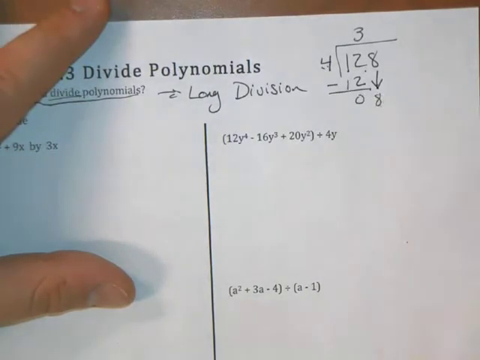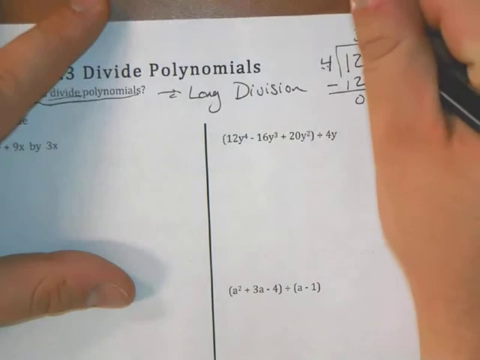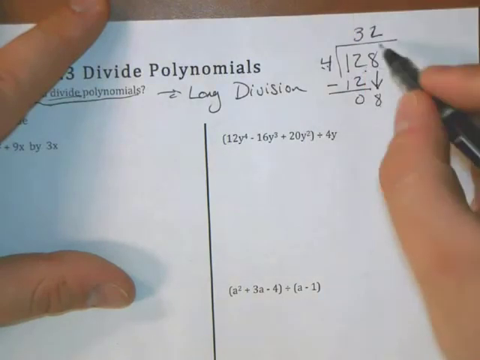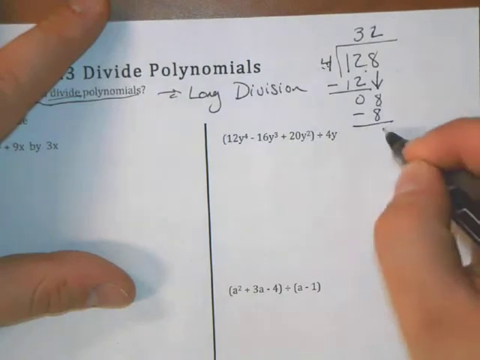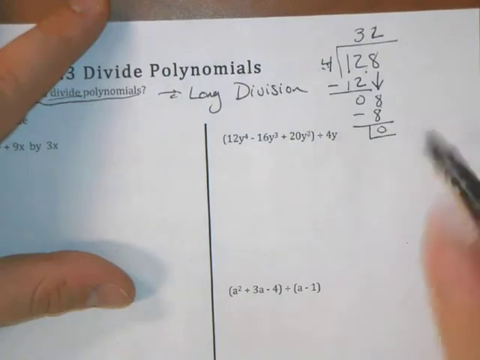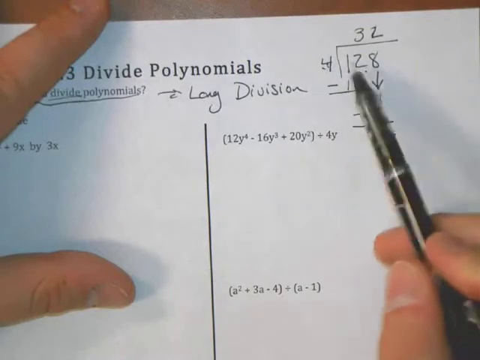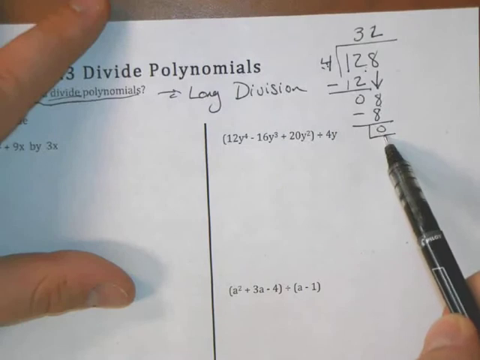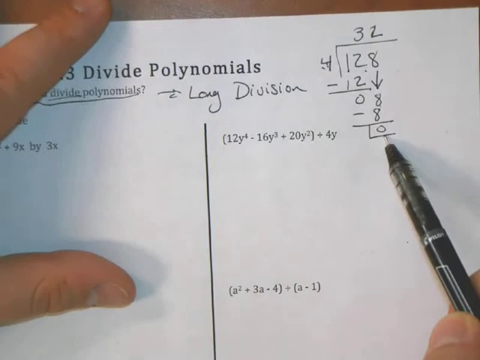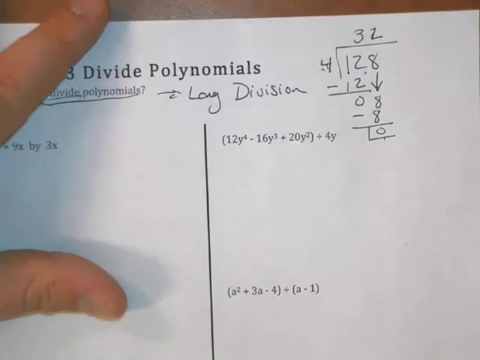Does 4 go into 8? How many times? So I write a 2 on top. What's 2 times 4? What's 8 minus 8? 0. There's no more numbers to bring down. This says 4 goes into 128 32 times with a remainder of 0. So there's no decimal in this case.